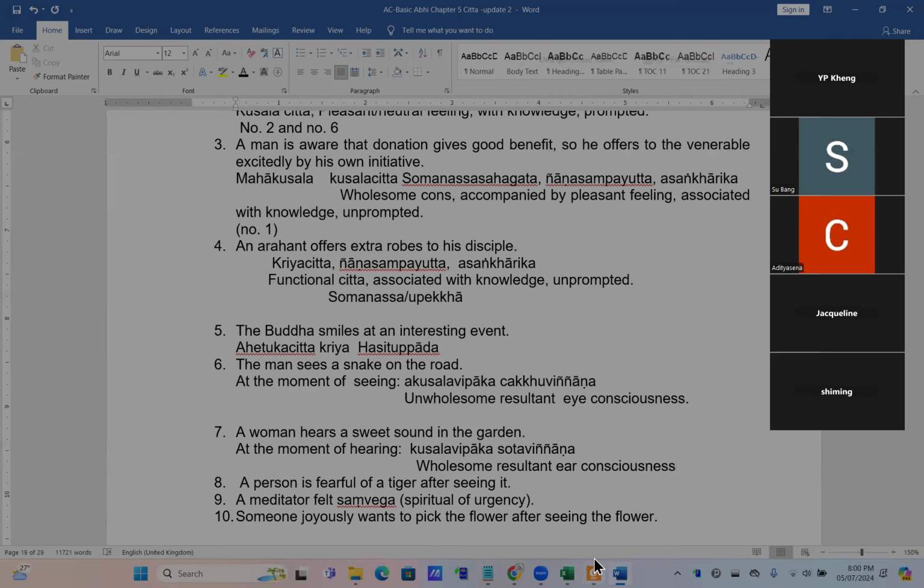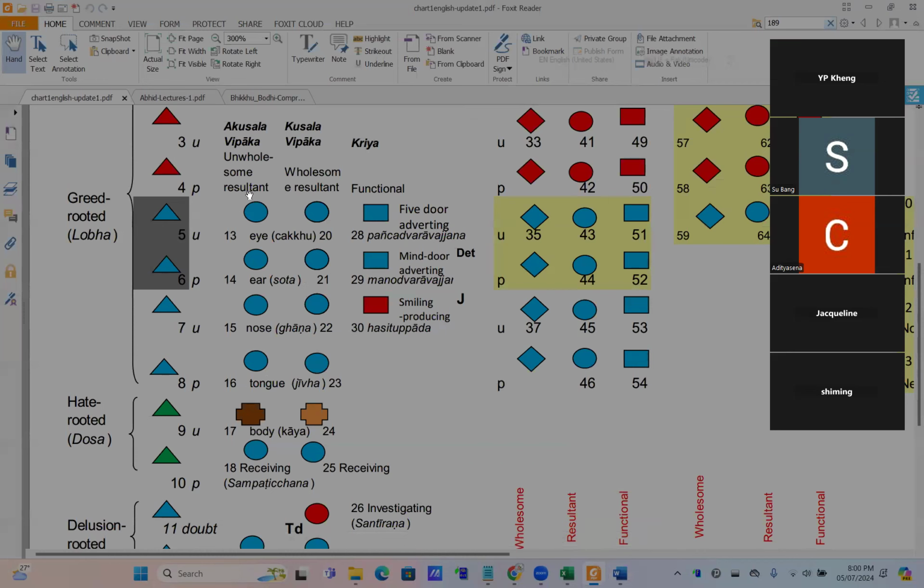I think you all learned Abhidhamma before. So remember, we have akusala vipaka and kusala vipaka. The eye has two, the ear has two. Sometimes people ask me, is it because we have two eyes, two ears, two nostrils? Of course we have two eyes, two ears, two nostrils, but you cannot say you have two tongues or two bodies. This is because one is the result of akusala, one is the result of kusala. So when you hear something nice, it will be kusala vipaka.